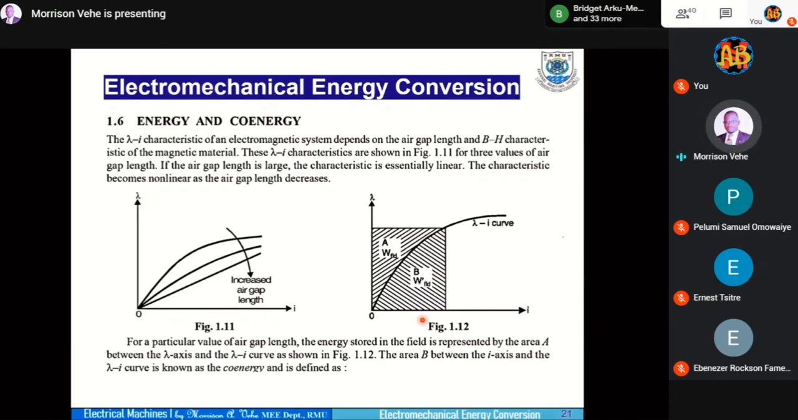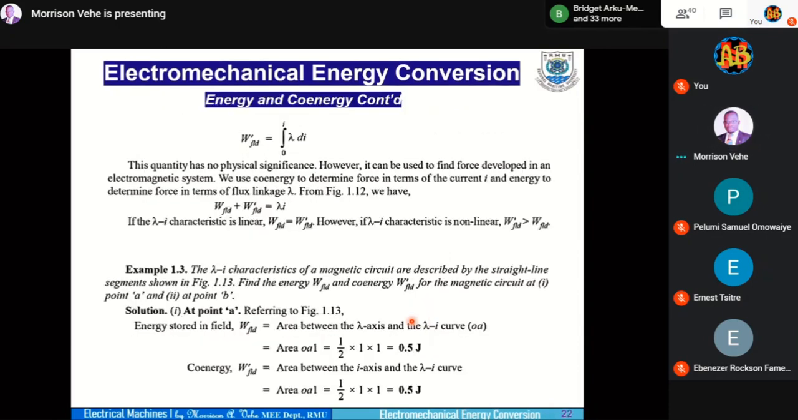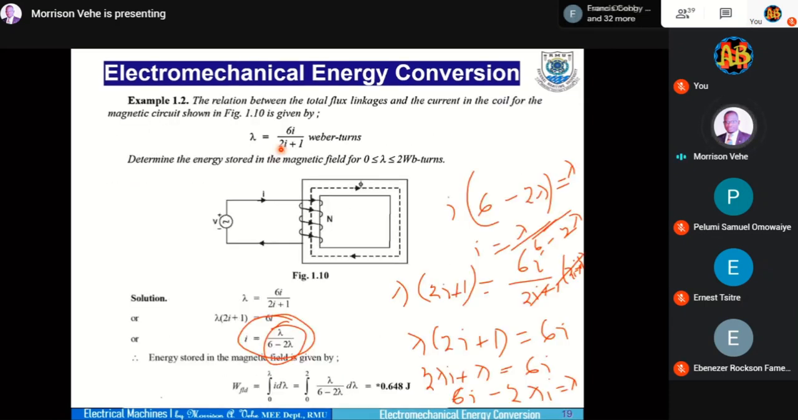We can define it in terms of 0 to i. And if you also take the energy, it will be 0 to a certain value of lambda. When you take that of the energy, I think we have this, where is it? Is it this one?